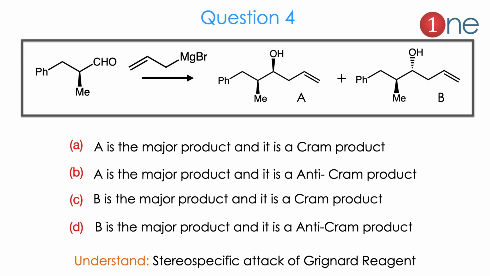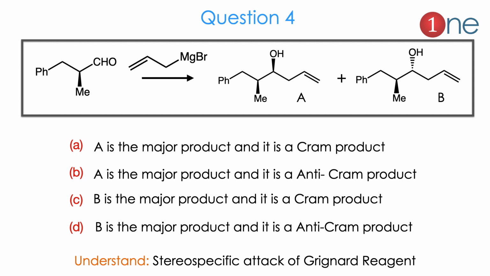Then question number 4. The starting material is ethane attached with 3 different groups: phenyl, methyl and aldehyde. Then you are adding the Grignard reagent. Here they are asking you to find the product, particularly the stereochemical addition. So you have to know the stereospecific attack here.